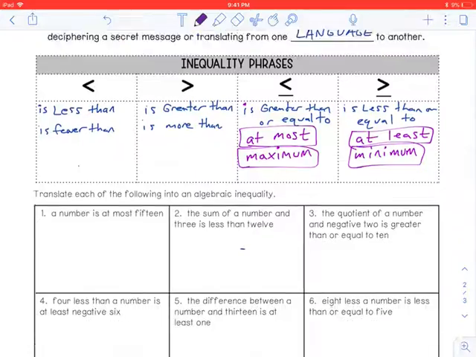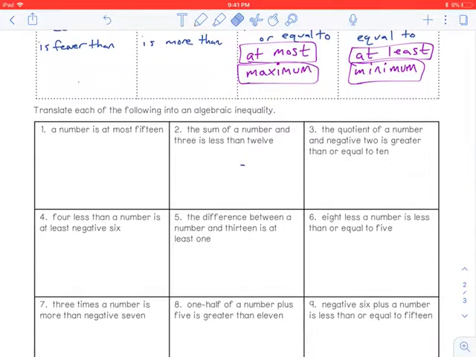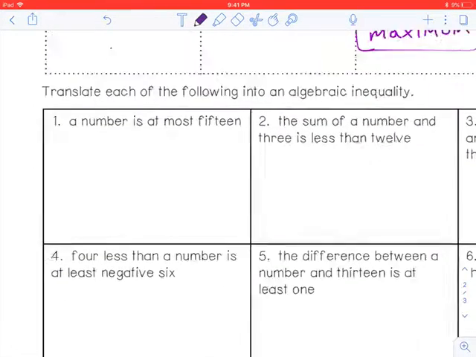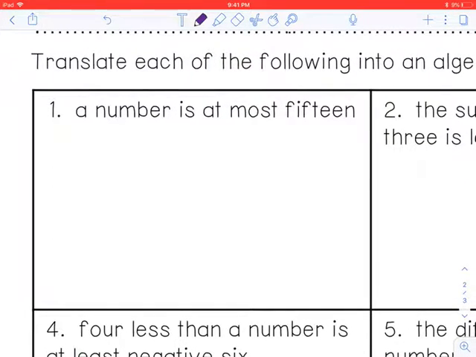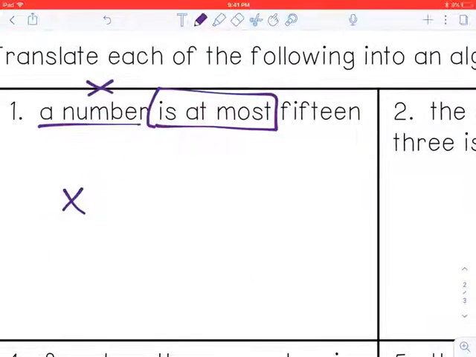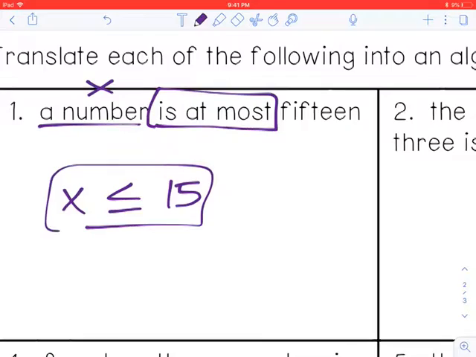Okay, so we're just going to go through a few of these and then give you a few examples to do on your own. So first one says a number is at most 15. So a number, again we say x or a or whatever, is at most, that's going to be my inequality, 15. So x at most, we said, was less than or equal to. So less than or equal to 15. That's it.